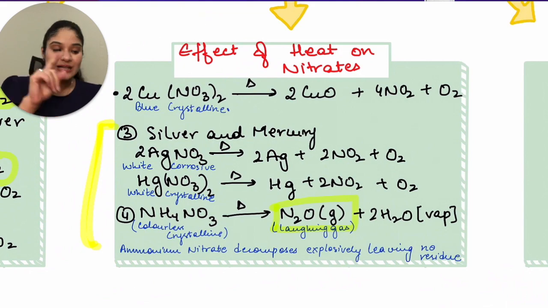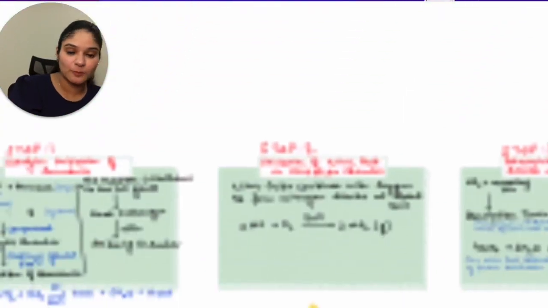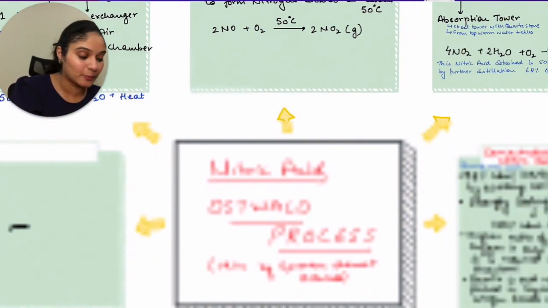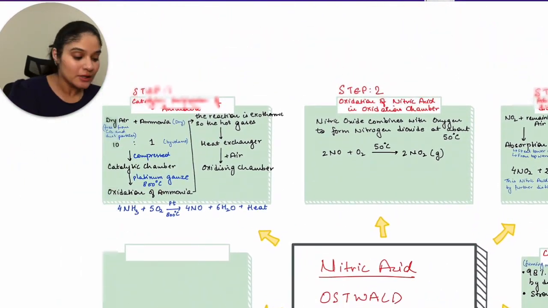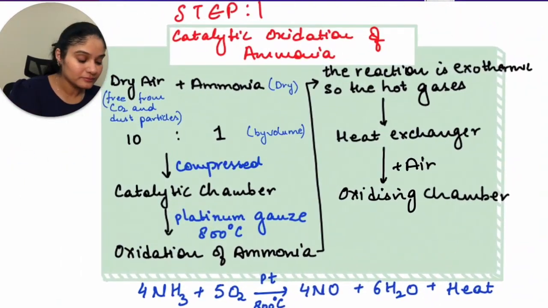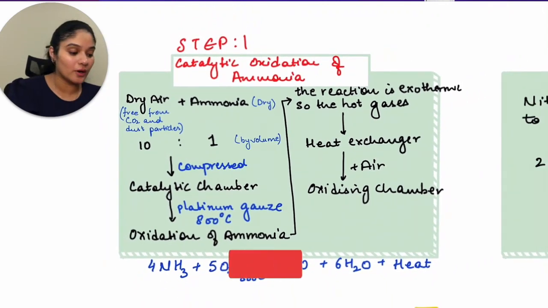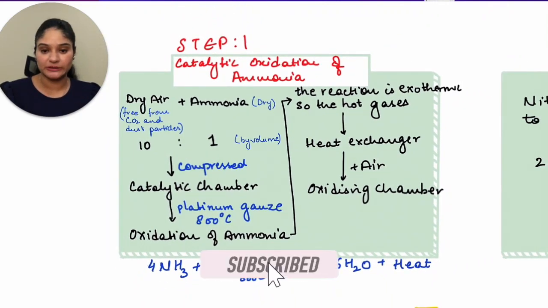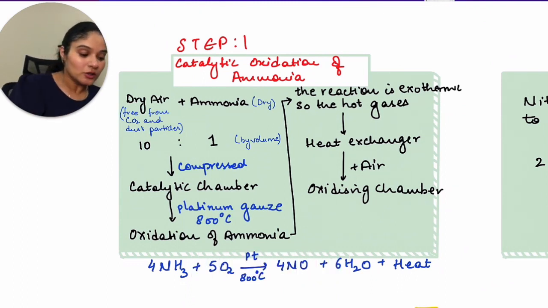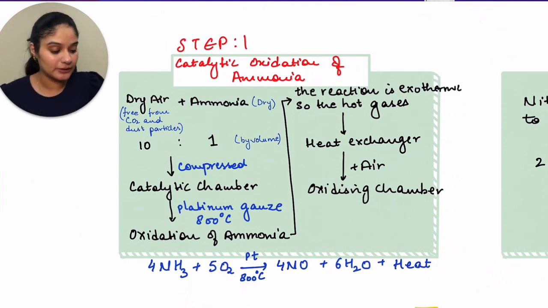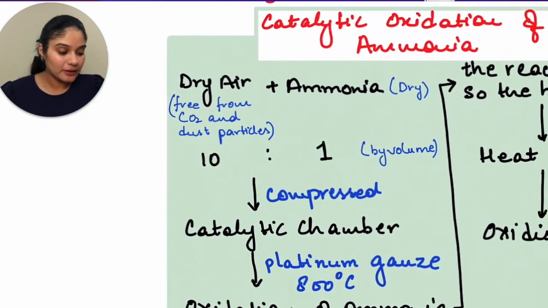Okay students, this is it. Let's move to the next portion, the Ostwald process, the manufacturing of nitric acid. Let's start with step 1. The important portion for the Ostwald process is all the equations. Very important. They are specifically mentioned in the latest syllabus. Equations are important. The first portion that is happening here is dry air combining with ammonia.